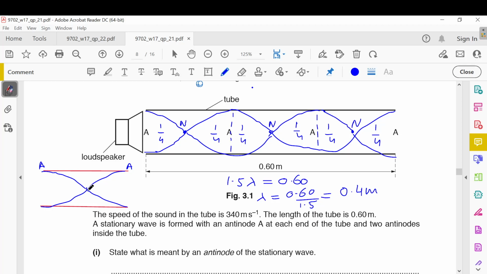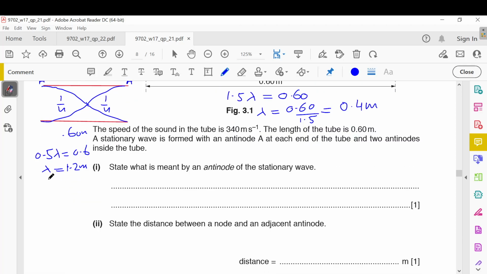In this lowest possible condition, the length is 0.60 meter, and the wavelength: this is half, this is 1/4 and this is 1/4. So 0.5 lambda is equal to 0.6. So lambda will be equal to 1.2 meter. This is the largest value of lambda possible in this scenario. So the largest possible value can lead towards the smallest frequency.